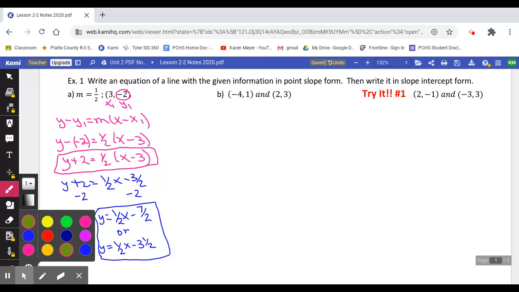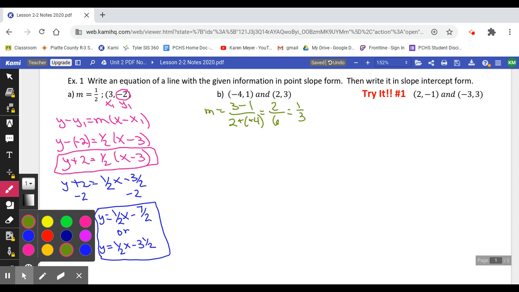So now if we go to the middle one, it is a little bit harder because this time they don't tell you the slope. So therefore, we must calculate the slope. So hopefully everybody remembers slope, y2 minus y1 over x2 minus x1. So we got 3 minus 1 over 2 minus negative 4. So 3 minus 1 is 2. Minus a negative is going to switch to plus, and 4 plus 2 is 6. 2 over 6 reduces to 1/3.